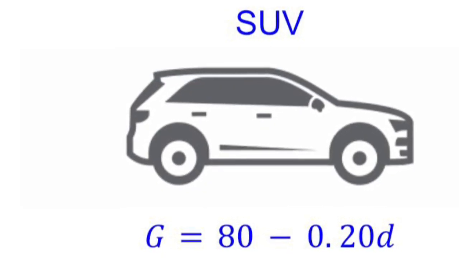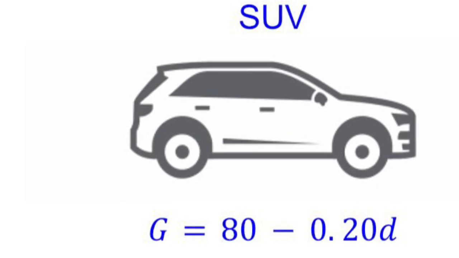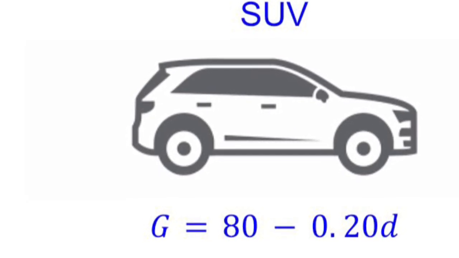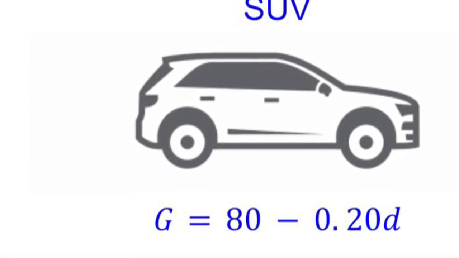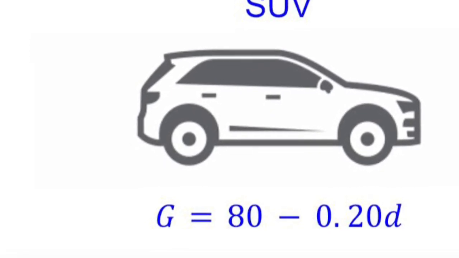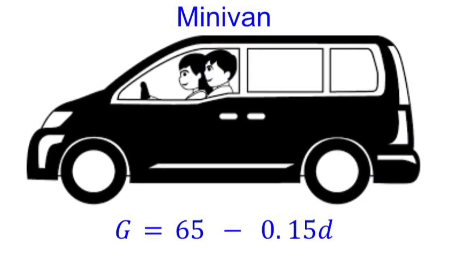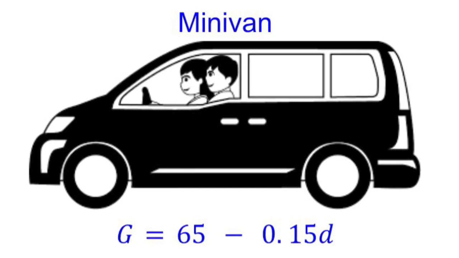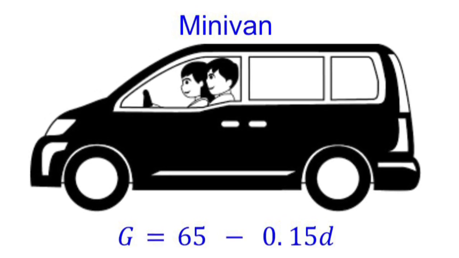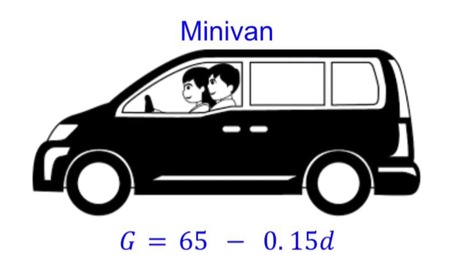So here we have the SUV, and for an SUV, the equation is G equals 80 minus 0.20D. That means our gas tank started with 80 liters and it goes down 0.20 every distance. And for a minivan, the equation is G equals 65 minus 0.15D. That means you start with 65 liters and it goes down 0.15 every distance.